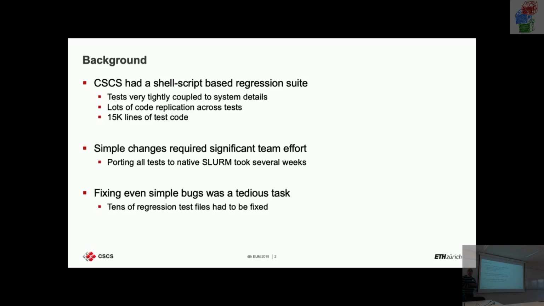One day they decided to change the scheduler on Cray from ALPS, aprun, to native Slurm, and then we had to change a lot of lines inside the shell scripting. It was maintenance hell. And if there was a bug, because we saw that the way we were doing the testing was a bit wrong, we had to go to all of the tests and change them again. It was a tedious task and difficult to handle.